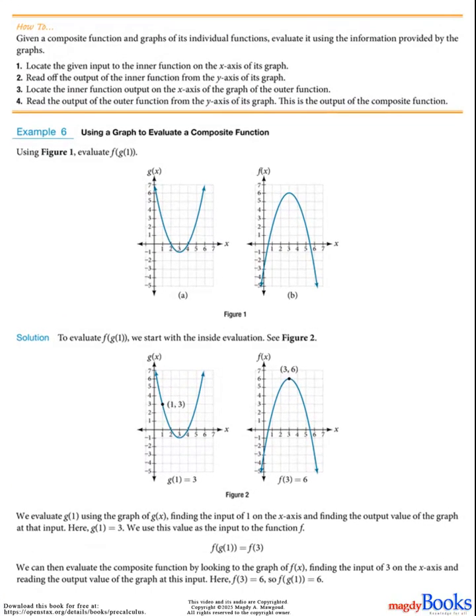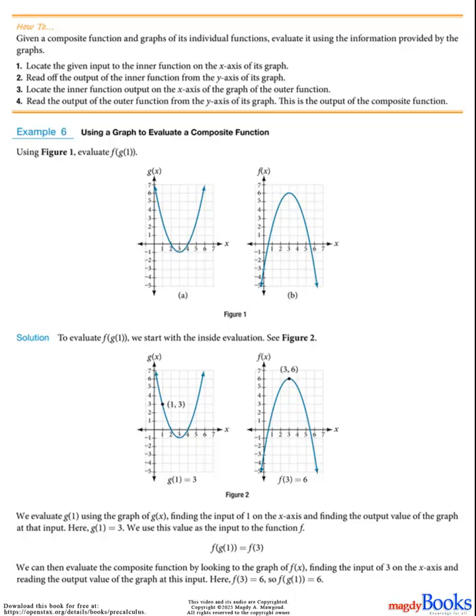How to. Given a composite function and graphs of its individual functions, evaluate it using the information provided by the graphs. 1. Locate the given input to the inner function on the x-axis of its graph. 2. Read off the output of the inner function from the y-axis of its graph. 3. Locate the inner function output on the x-axis of the graph of the outer function. 4. Read the output of the outer function from the y-axis of its graph. This is the output of the composite function.